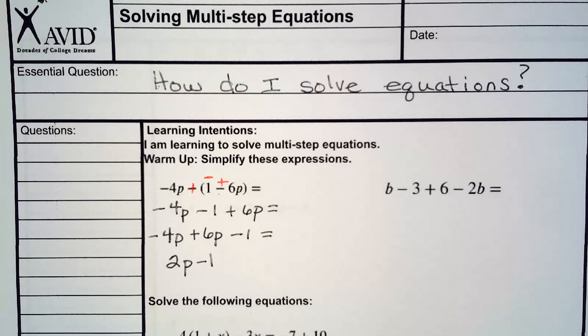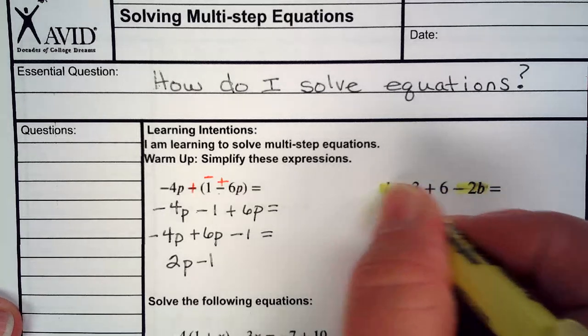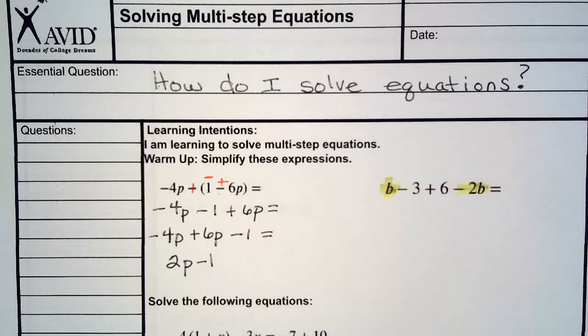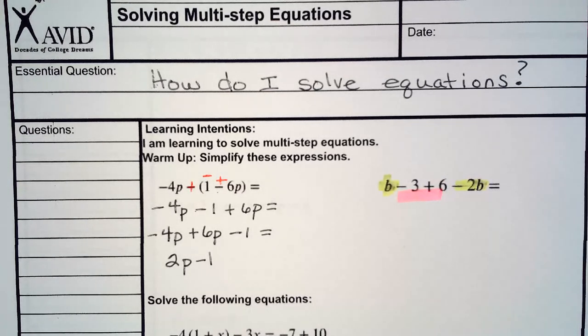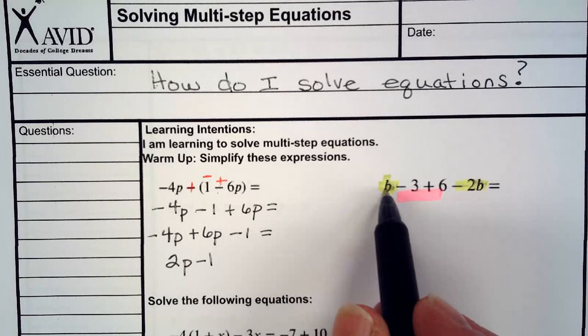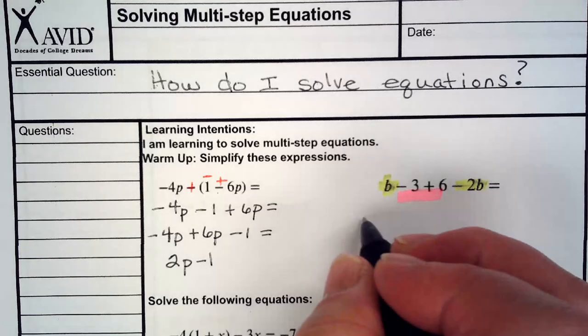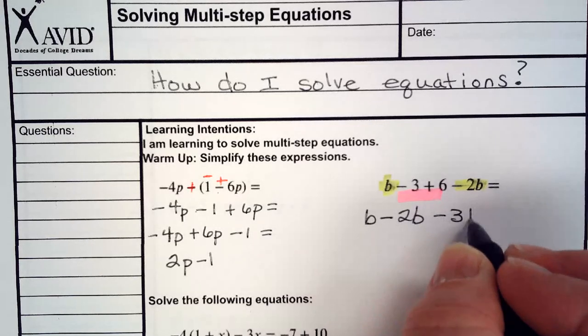Okay, for the next one, we're combining like terms. If you're looking at the like terms, we have two variable terms that are like, and we also have two numbers that are alike. Numbers are always like terms, and variables are like terms if they've got the same variable to the same power. So I've got b minus 2b minus 3 plus 6.